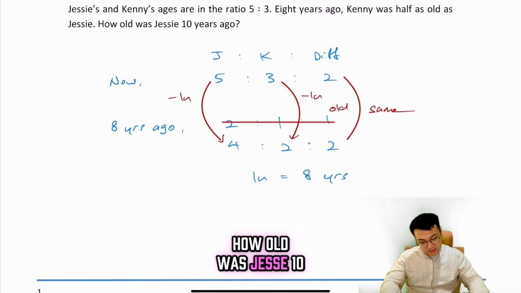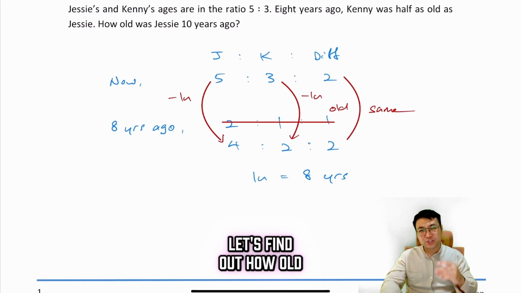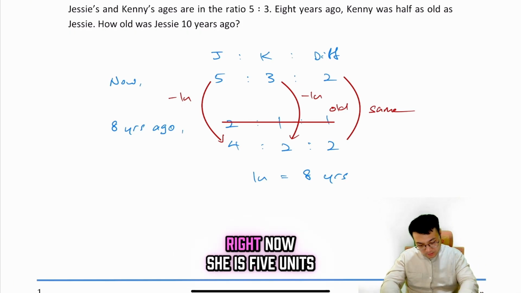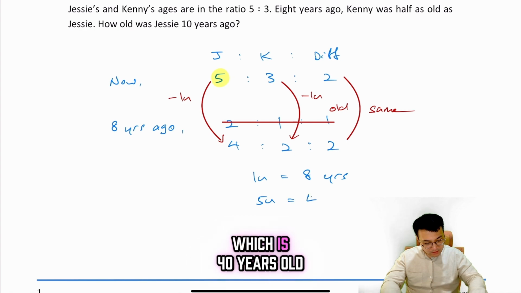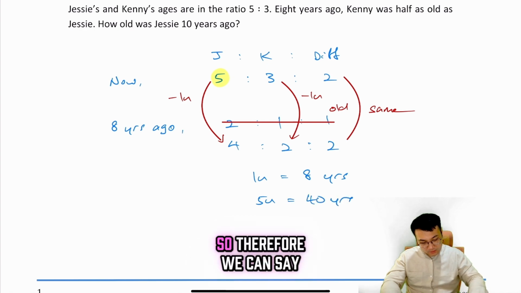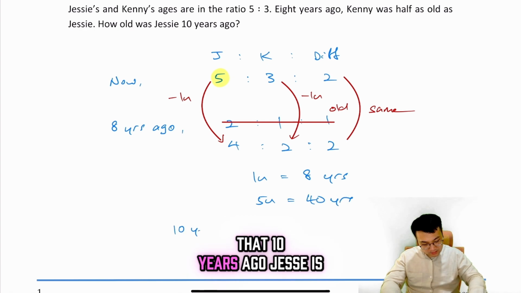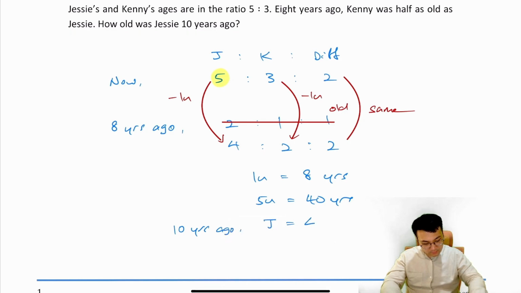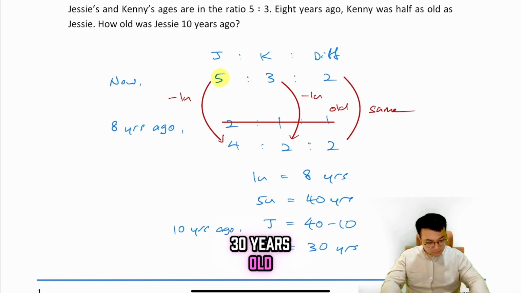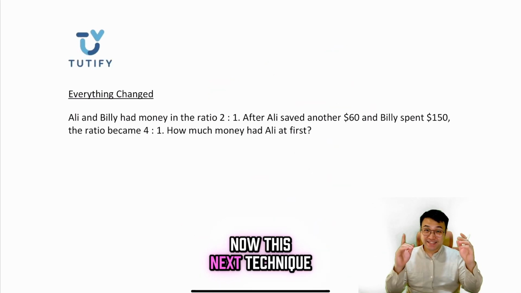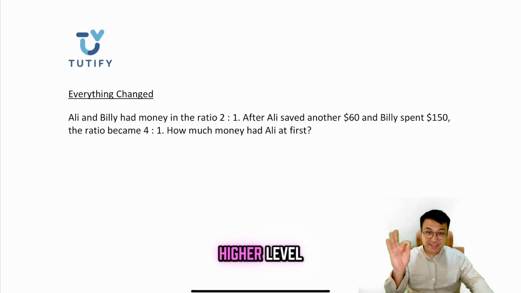How old was Jessie 10 years ago? Let's find out how old she is right now, shall we? Right now, she is 5 units, which is 40 years old. So therefore, we can say that 10 years ago, Jessie is 30 years old. Now, this next technique is going to be a little bit higher level.